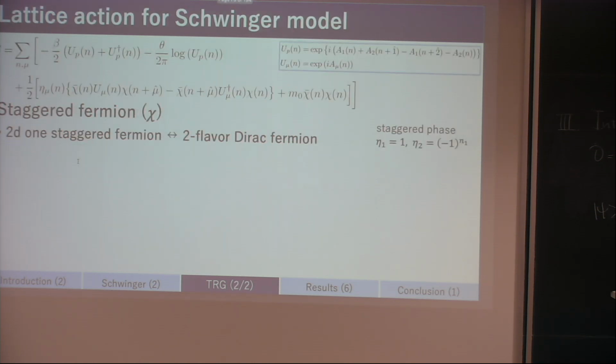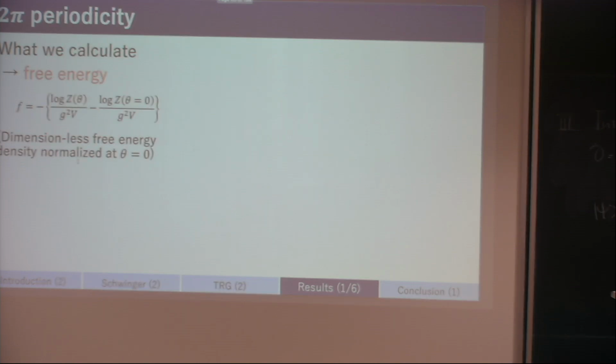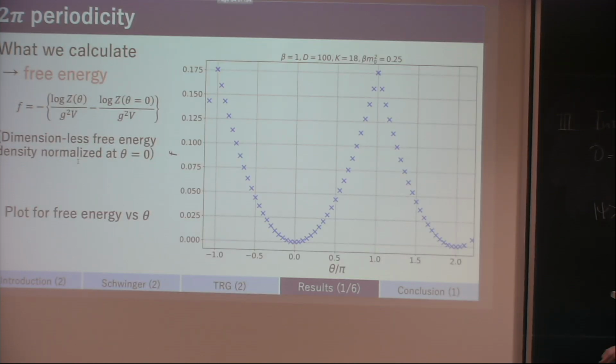This is the lattice action, where we use 2D staggered fermions. This corresponds to the 2D Dirac fermion in the continuum theory. And we need to discretize the U(1) gauge field to finitely many points. In our calculation, we use these parameters. Okay, I will show you the numerical result. What we calculated was the theta dependence of the free energy.